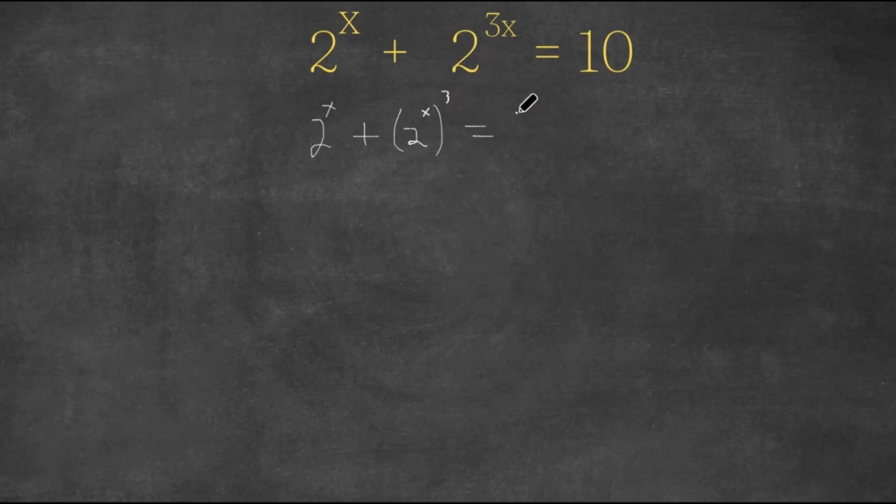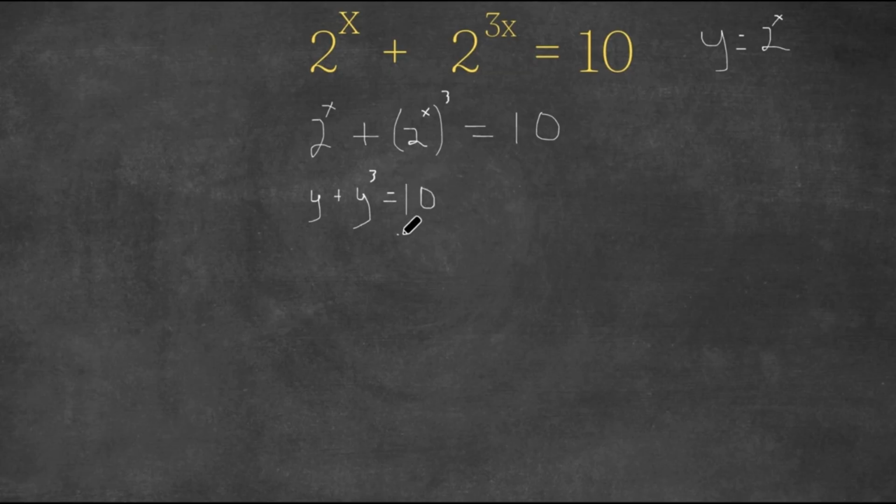And this equals 10. And now, since we have 2 to the power of x's, we're going to set 2 to the power of x equal to the variable y. So y equals 2 to the power x. Now we're going to replace all the terms that have 2 to the power of x with y. So this rewrites to y plus y to the power of 3 equals 10.